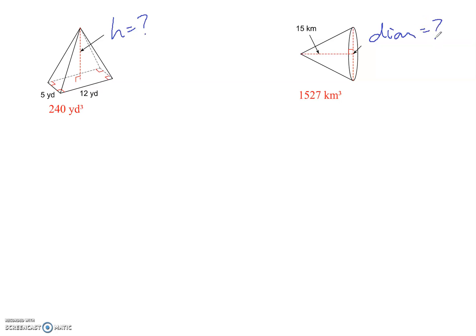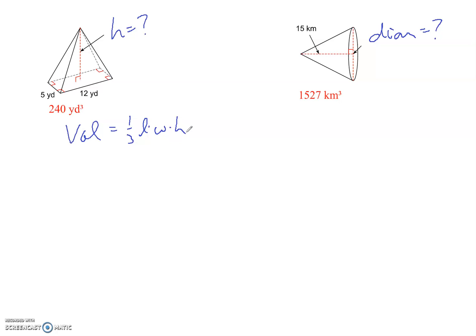So let's just start with the pyramid. Now let's just start with the expression. Volume for a pyramid, which we've been using before, is 1/3, and then it's just length times width times height. Now really the only thing we're missing is the height. We have the length, we have the width, and there's different ways people will solve something like this.